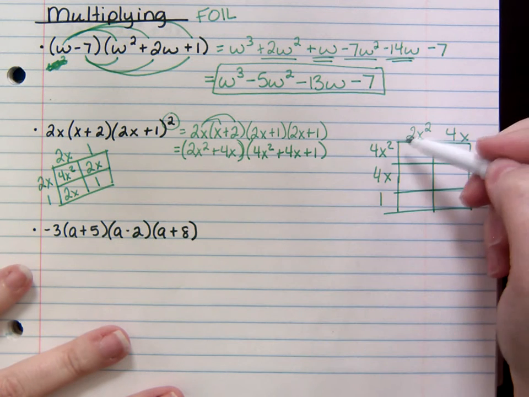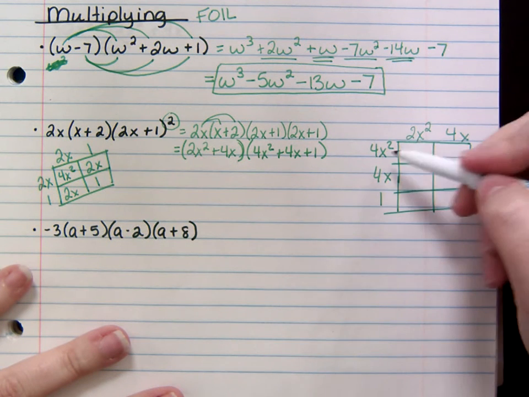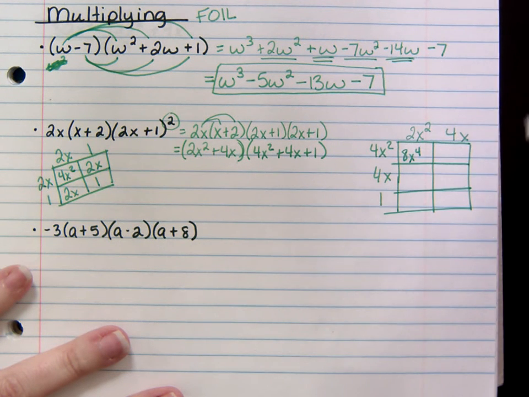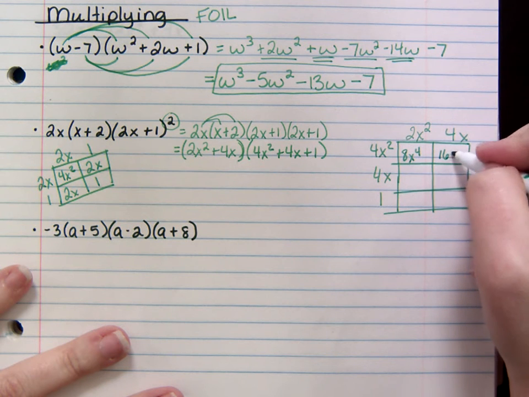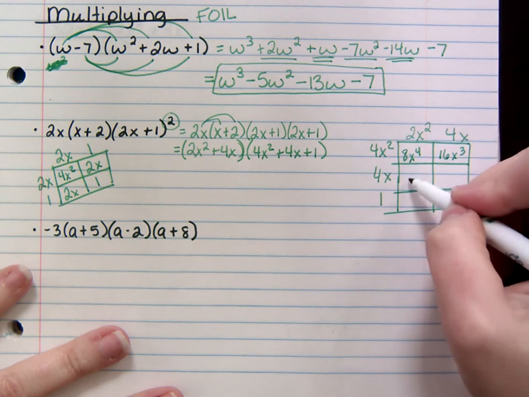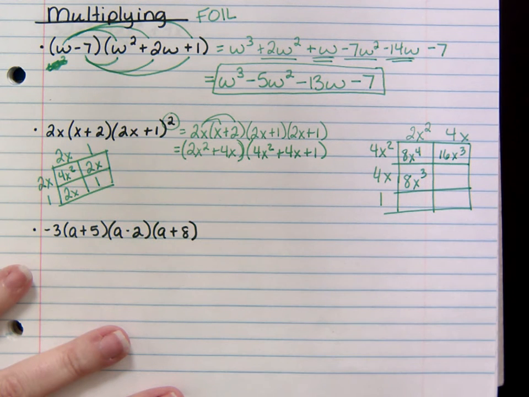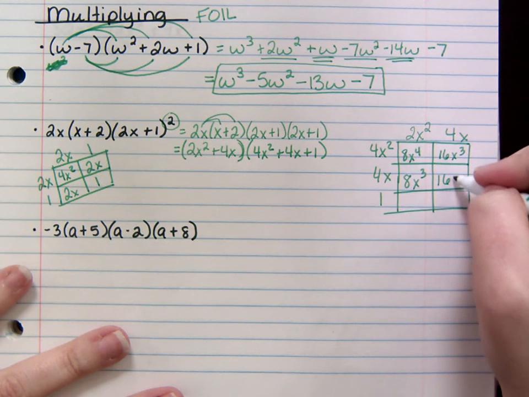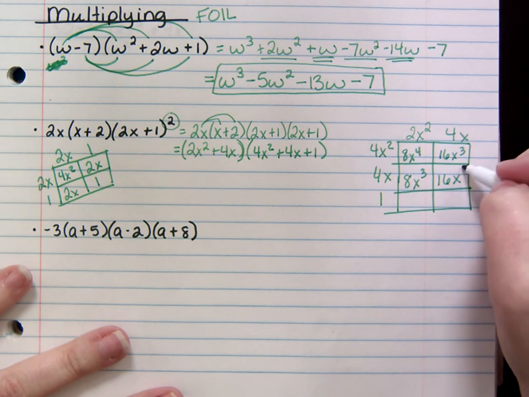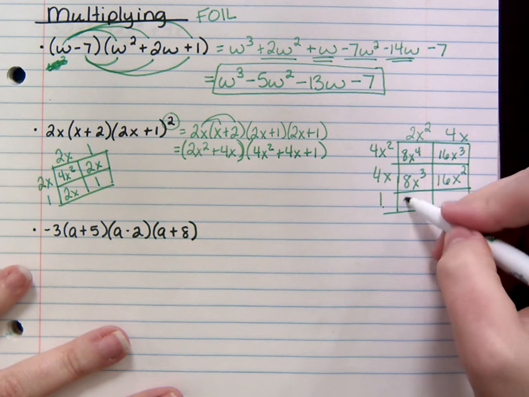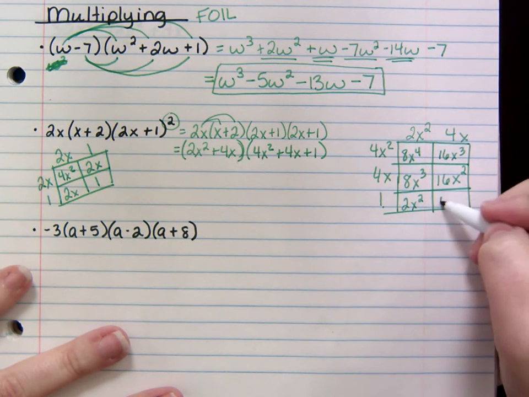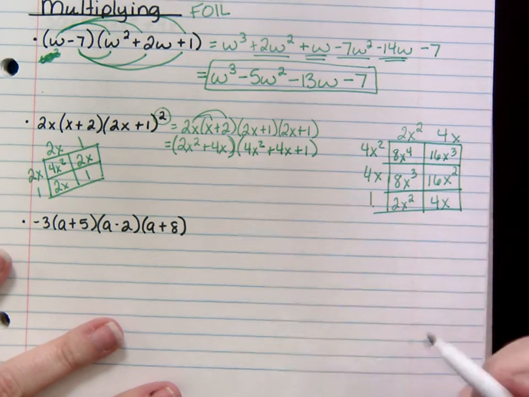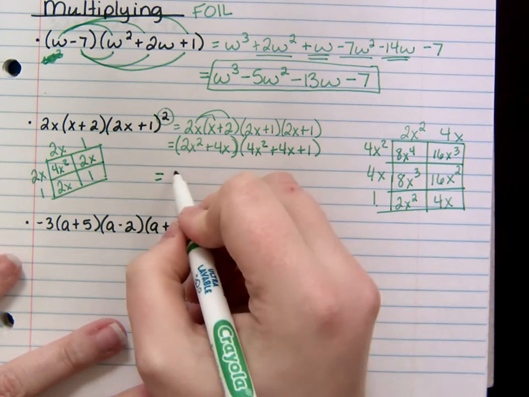And it's still the box, and you're still doing it the same way. So 4x squared times 2x squared gives me 8x to the 4th. Multiply here and I get 16x cubed. Multiply here to get 8x cubed. Multiply here to get 16x squared. Multiply here to get 2x squared, and multiply here to get 4x. And again, my like terms are diagonal from one another. So no other x to the 4th, I'm just going to rewrite that.